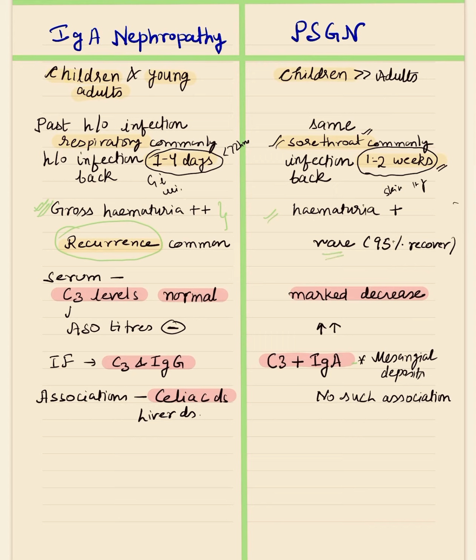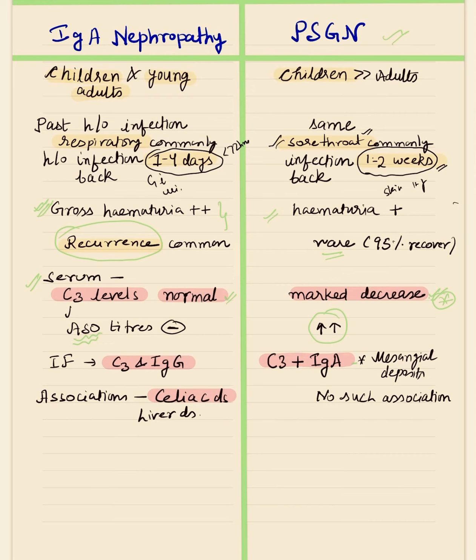Next, the difference we can have is by serum complement levels. Complement levels are normal in IgA nephropathy, while because of the excessive complement activation, the complement levels are markedly decreased in PSGN. So this is an important point. Then ASO titers, which signify infection by beta hemolytic streptococcus, will be increased in PSGN as it is the cause of PSGN, while they are not applicable in IgA nephropathy. They will not be there.